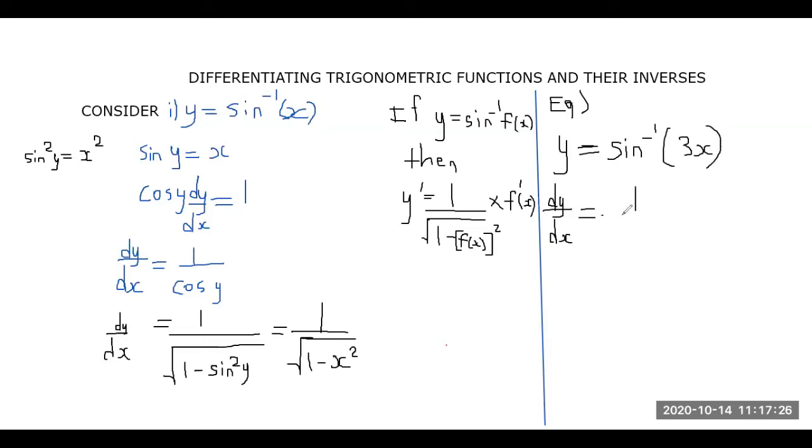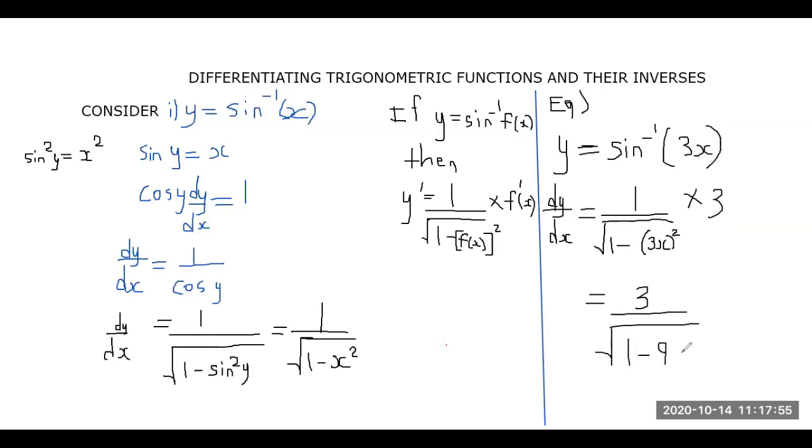1 over the square root of 1 minus f of x all square, which is 1 minus here, f of x is 3x all square, and then you multiply it by the derivative of your 3x, which is 3. So what we get then is that dy by dx is 3 over the square root of 1 minus 9x squared. So that's your dy by dx, or your y prime. Your y prime is 3 over the square root of 1 minus 9x squared. That's your y prime.